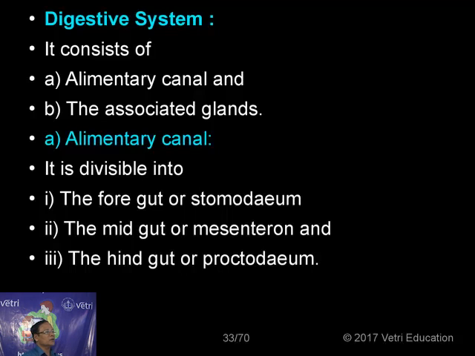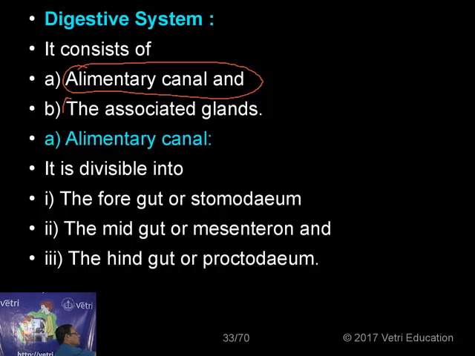Now let's go for the internal organization, the internal anatomy. The first one, the digestive system. As a general rule, in all animals, the digestive system consists of, number one, the alimentary canal, a long tube starting with the mouth and ending with the anus. And for digestion, associated with these structures, we have the glands, normally called the digestive glands, or commonly the associated glands, those glands concerned with the digestion.